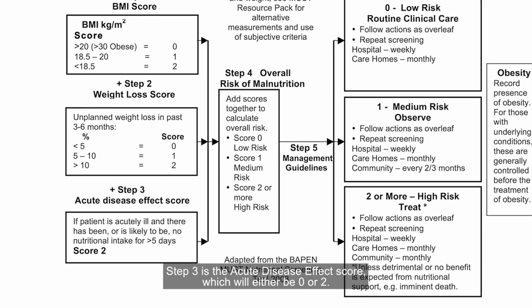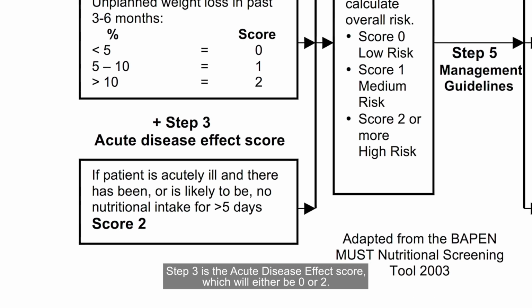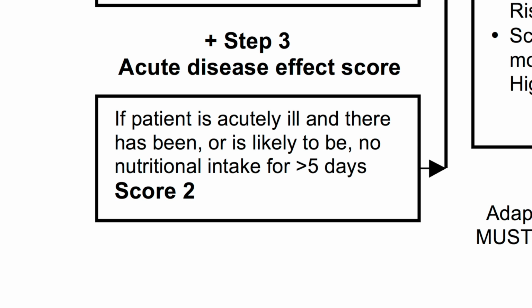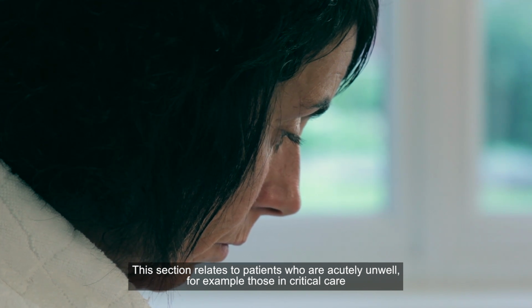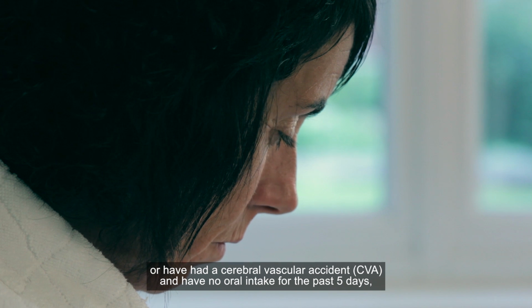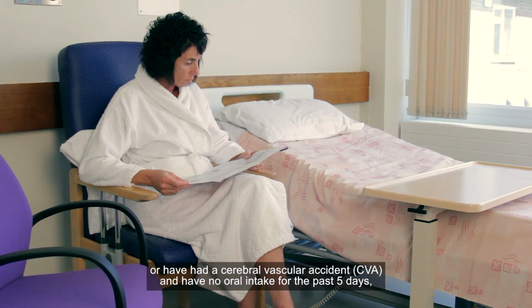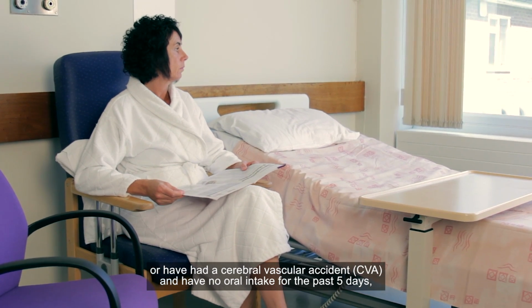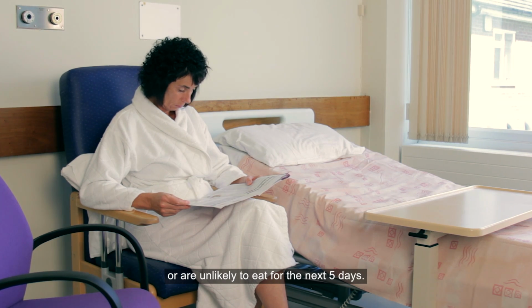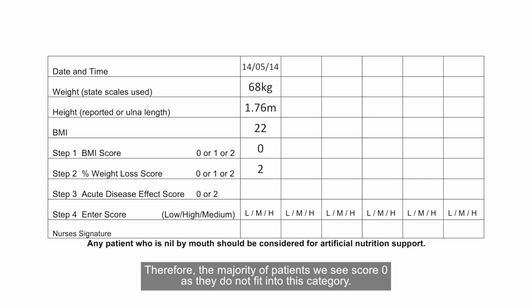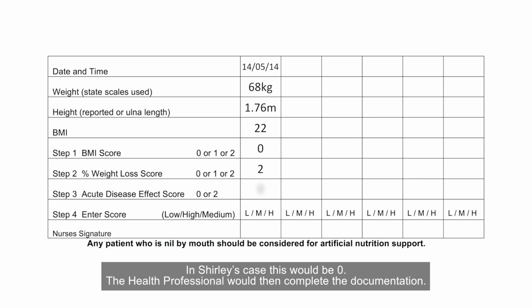Step 3 is the acute disease effects score, which will either be 0 or 2. This section relates to patients who are acutely unwell, for example, those in critical care or those who have had a cerebral vascular accident, CVA, and have no oral intake for the past 5 days, or who are unlikely to eat for the next 5 days. Therefore, the majority of patients we see score 0, as they do not fit into this category. In Shirley's case, this would be 0. The health professional would then complete the documentation.